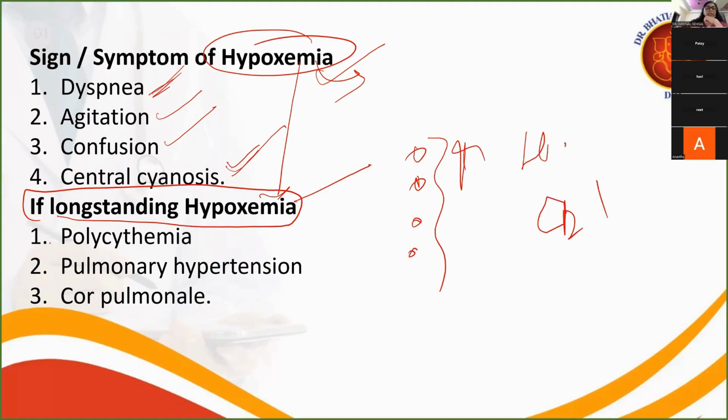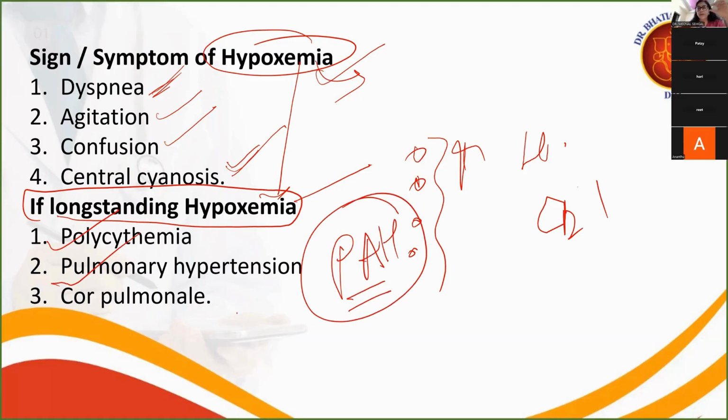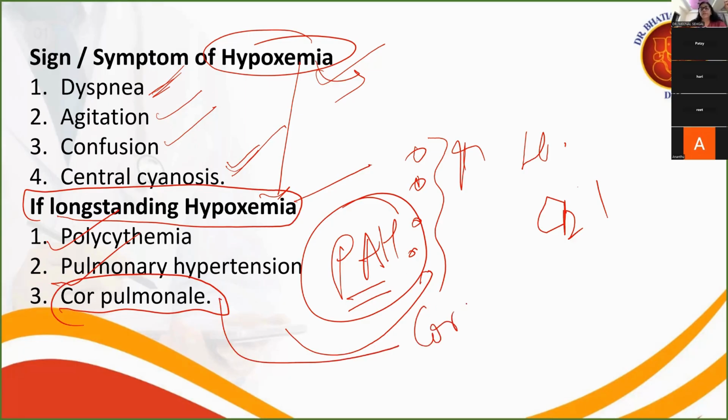So what will happen? There will be polycythemia. But because of polycythemia and because of long-standing hypoxemia, there will also be pulmonary hypertension. So pulmonary arterial hypertension, because the pulmonary artery will be overloaded with work. And because of the reverse failure, or what we call the congestive failure or back failure, there will be right ventricular failure, that is known as cor pulmonale.